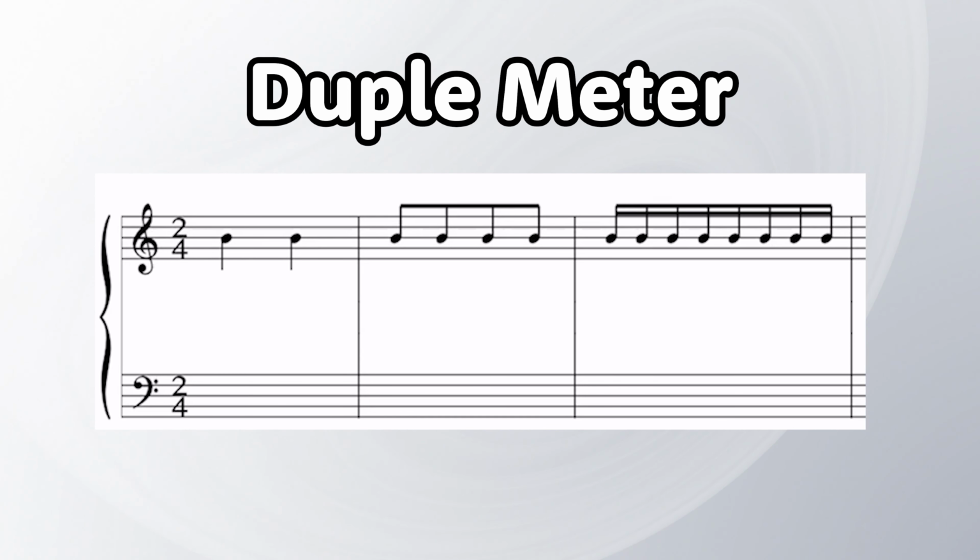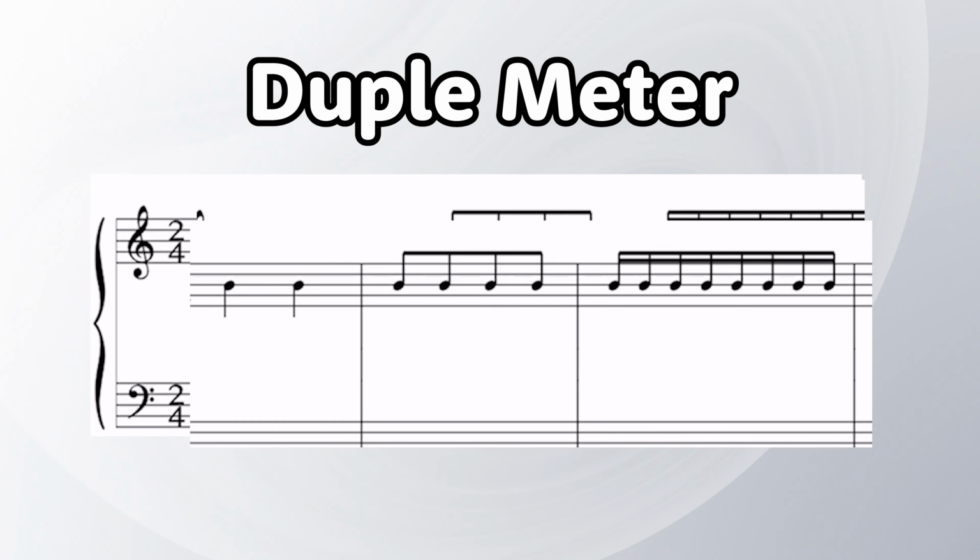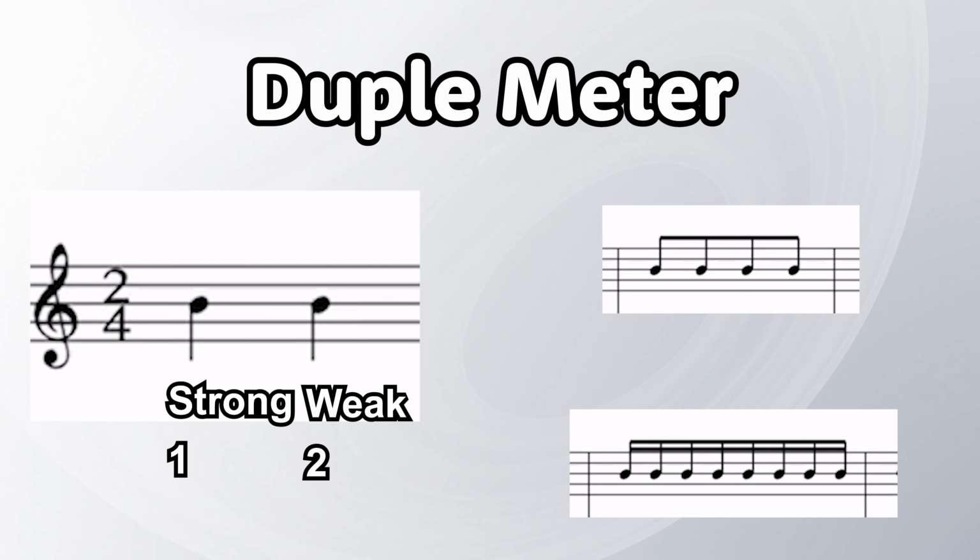In duple meter, beats are grouped in twos, 2 quarters, 4 quarters, 1, 2, 1, 2. The first beat is strong and the second is weaker. In 4/4, there are 4 beats grouped as 2 plus 2.